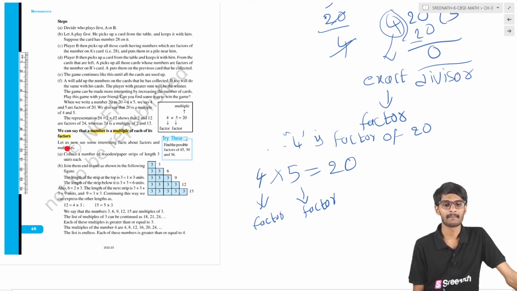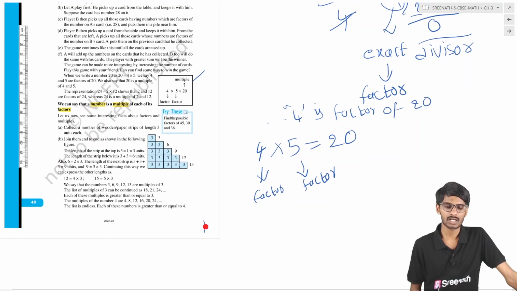One more thing is the multiple. Until now we have discussed a factor. Now we are going to discuss multiple. What is multiple? We say that a number is a multiple of each of its factors. So what does it mean?